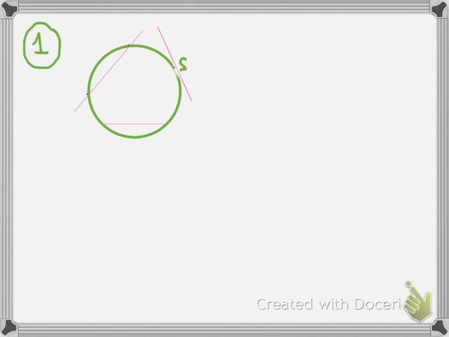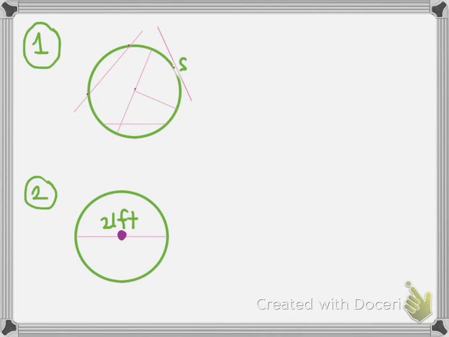Okay, remember your diameter. Your diameter goes through the middle of the circle, and then your radius would be half of it. Okay, so your radius would be something like this. Okay, that would be your radius.